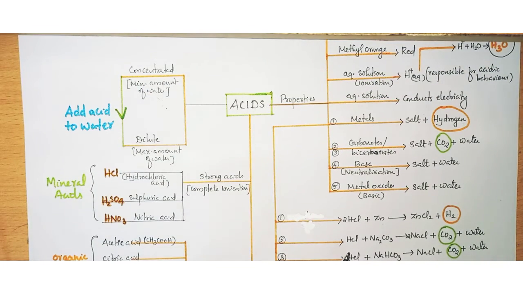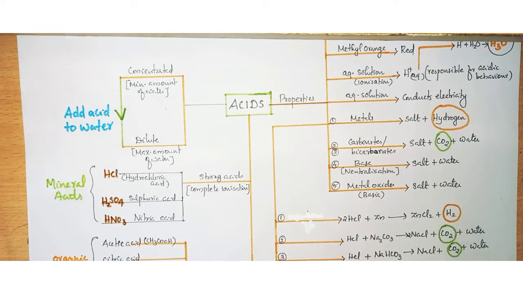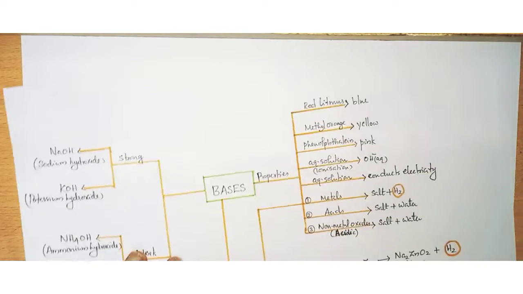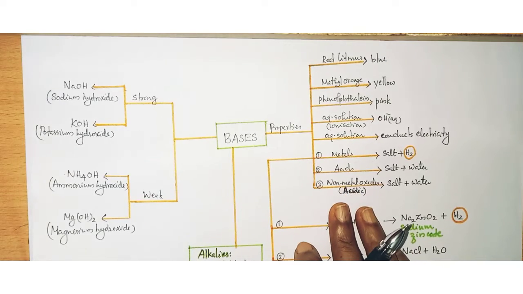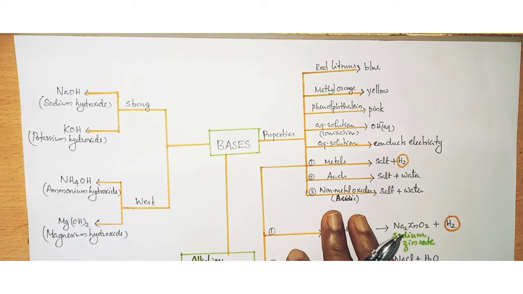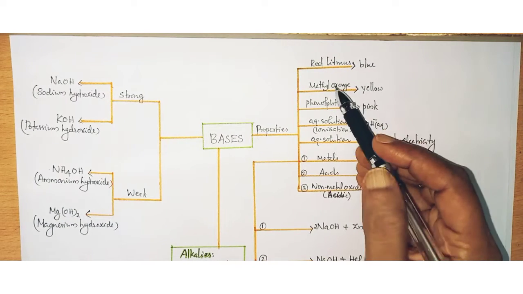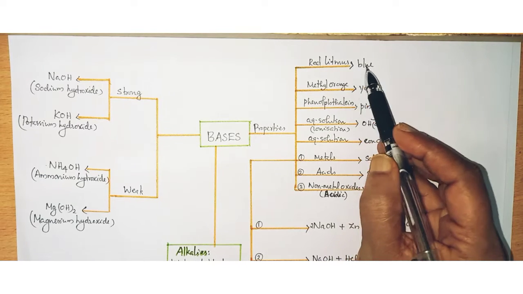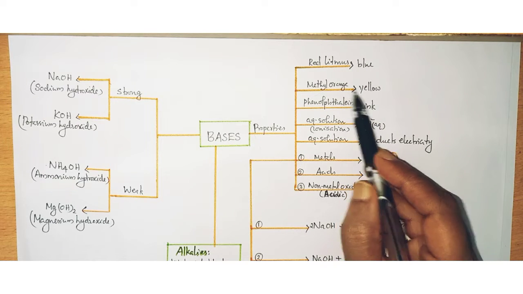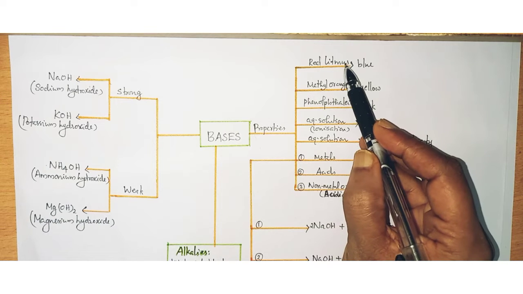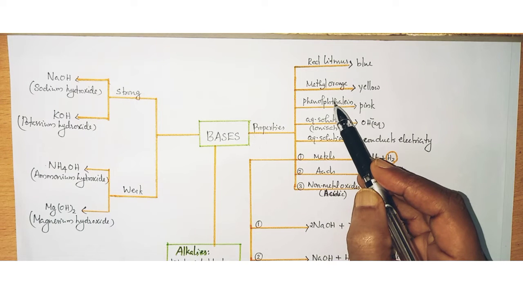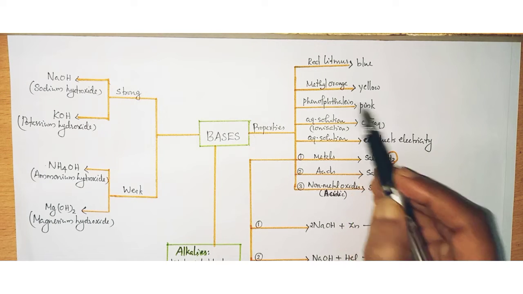Now let's see bases. In the case of bases, we will see the properties. It turns red litmus blue, it turns methyl orange yellow, it turns phenolphthalein pink. So you know litmus is a natural indicator, methyl orange and phenolphthalein are synthetic indicators.